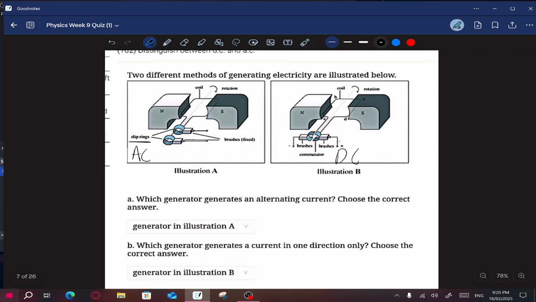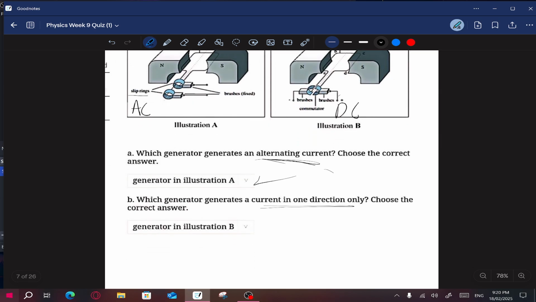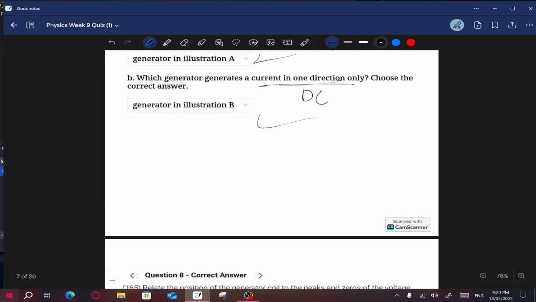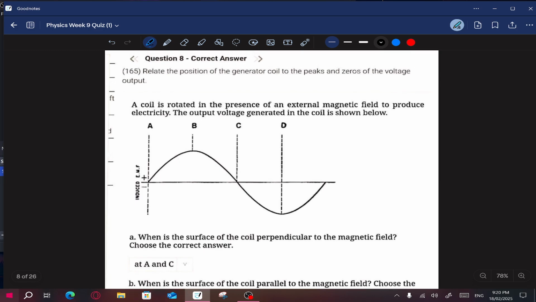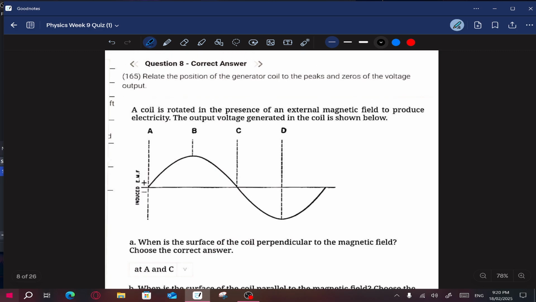The difference is one generates and one flips around. I can't really explain it in the scope of 3 minutes, so we're just going to ignore it. We're going to focus on this. Slip rings. Straight away when you see slip rings, assume AC, so alternating current. You have slip rings, generator, and A. Current in one direction, this is DC. If you see the brushes, it's going to be DC. Simple. Question 8. A coil is rotated in the presence of an external magnetic field to produce electricity.